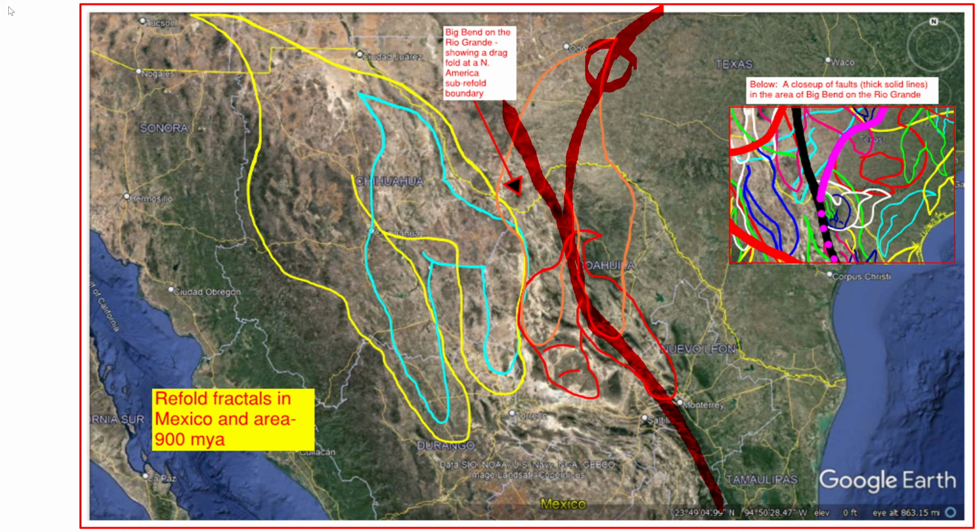What that represents is the border of the eastern subdivision of the North America refold on this side. And it's moving in this direction, in this area, and the other side over here is moving faster in this direction here. That's why I drew the arrow bigger. And so what happens is you get the drag fold, so it comes down more. I'm highlighting the Rio Grande. This is called Big Bend on the Rio Grande.